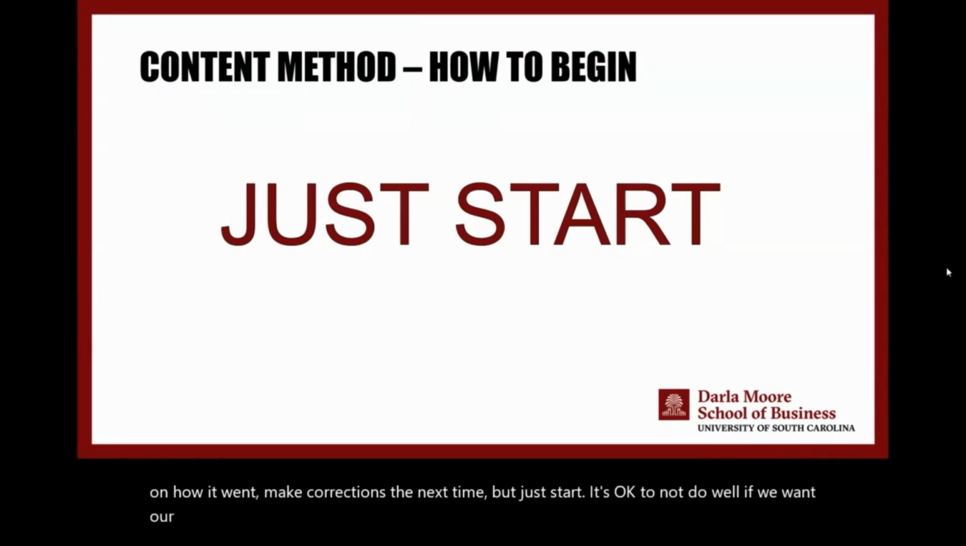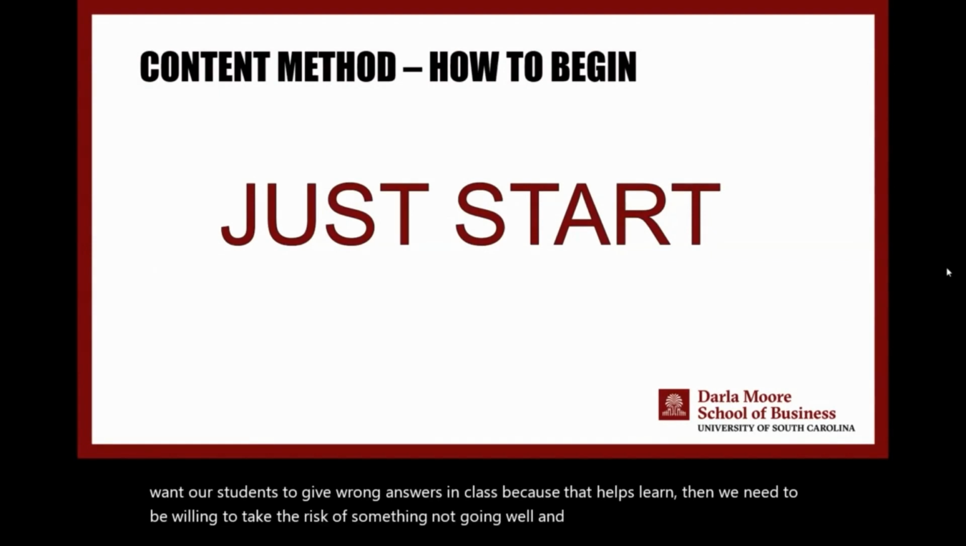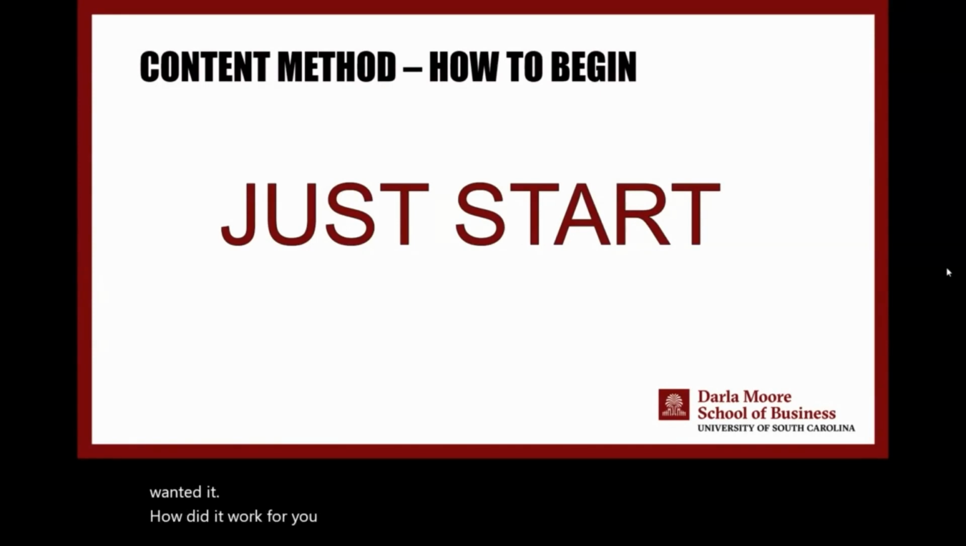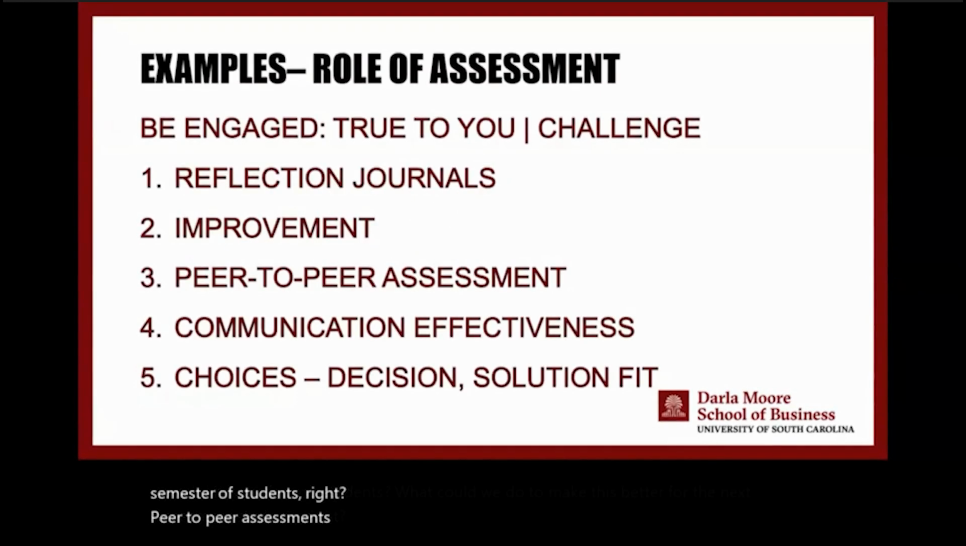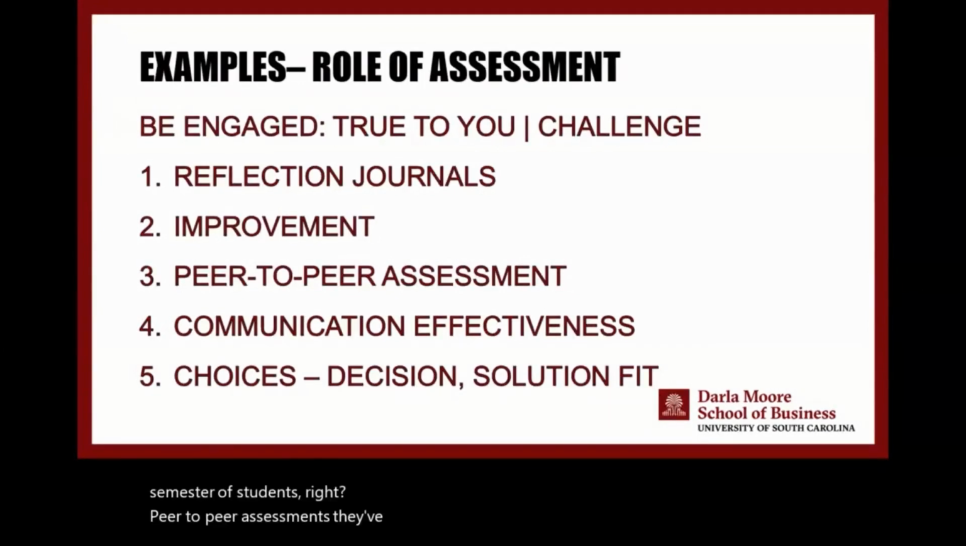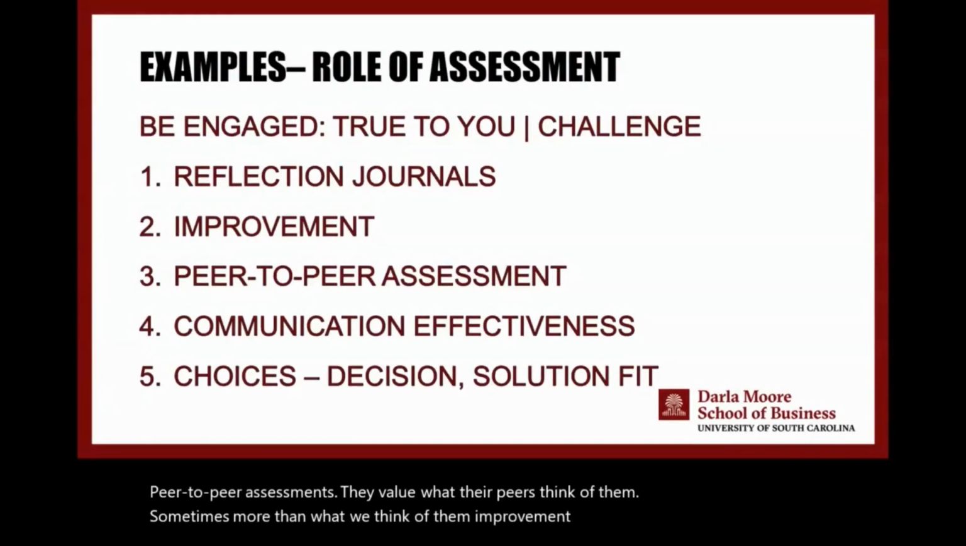If we want our students to give wrong answers in class because that helps learn, then we need to be willing to take the risk of something not going well and saying, that didn't go how I wanted it. How did it work for you, students? What could we do to make this better for next semester's students? Peer-to-peer assessments. They value what their peers think of them, sometimes more than what we think of them. Improvement, grade them on improvement.